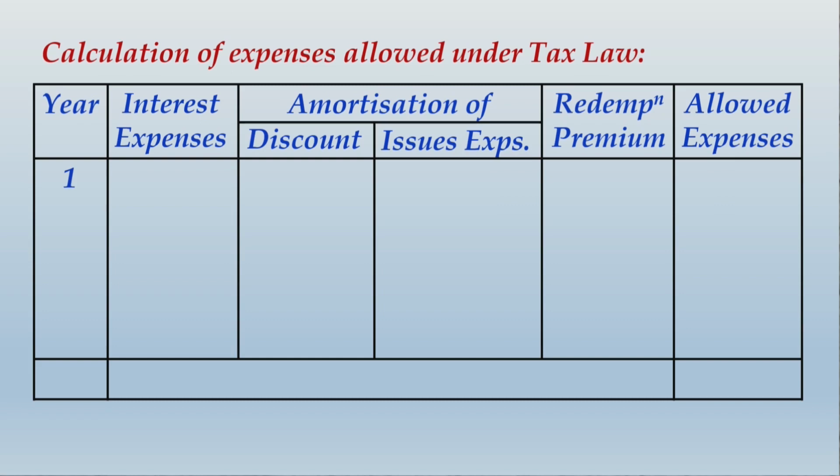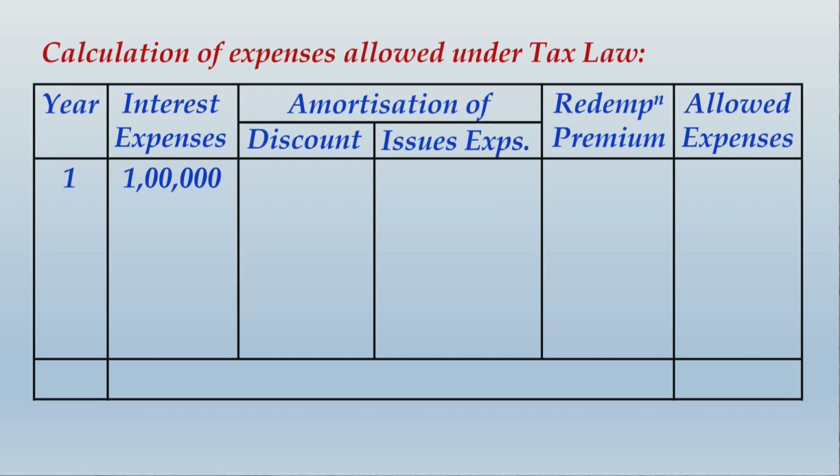In the first year, the interest expenses that will be allowed under tax law will be the amount of interest that will be actually paid, that is rupees 1 lakh. The discount expense will be allowed on annual amortization basis, where it is clearly mentioned in the question that the discount on issue will be amortized over the life of the debenture.